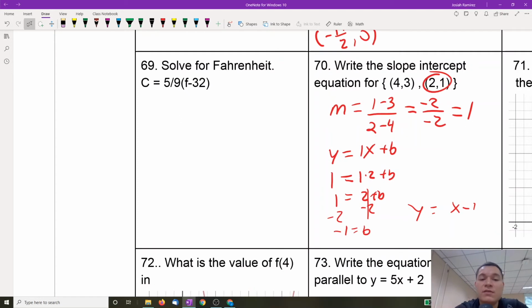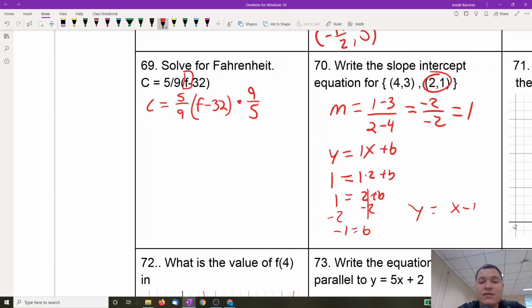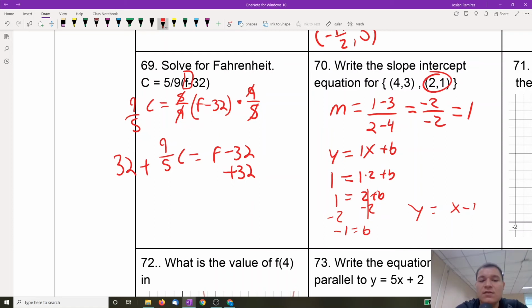Here's the formula for Celsius. Solve it for Fahrenheit. The first thing you'd want to do is change this 5/9 so that it looks a little bit better as a fraction. Then we'll multiply by whatever number gets rid of the 5/9. So let's multiply by 9/5. Finally, all we have to do is add the 32 to the left. And you're done.